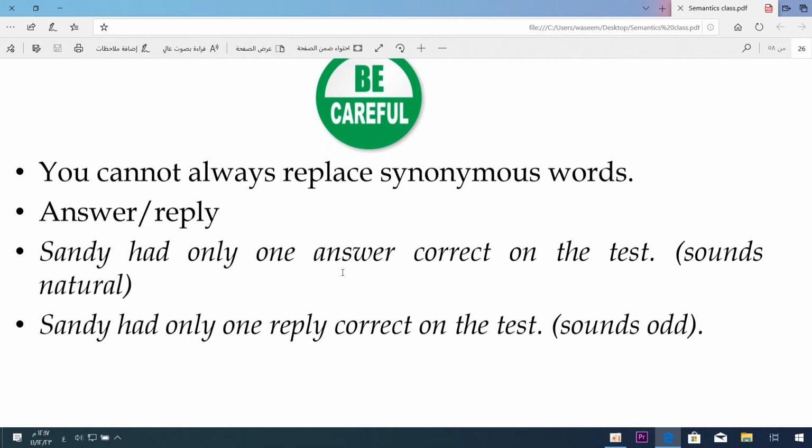Sandy had only one reply correct. That is, this is unacceptable.